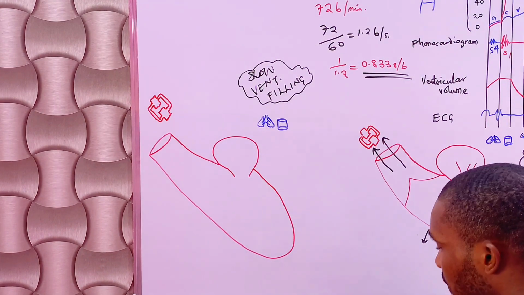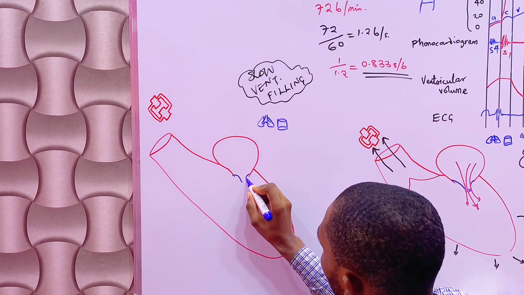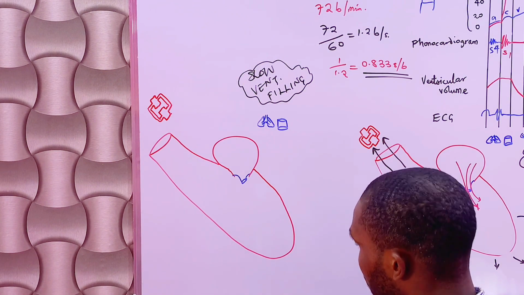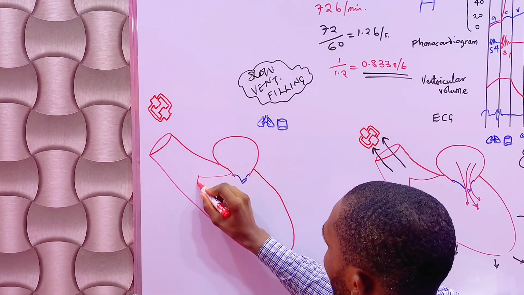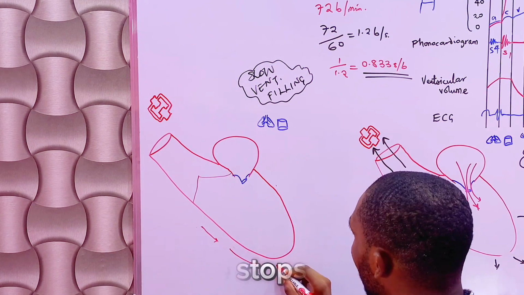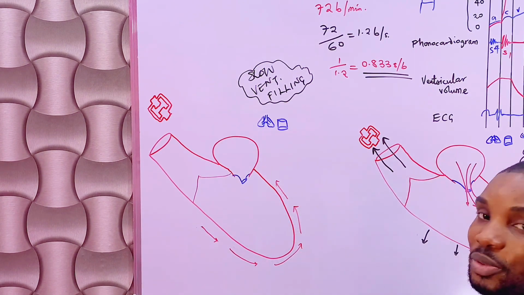Now, in this phase, remember that from the previous phase, our AV valve was open, and our semilunar valve was closed. So in this phase, what basically happens is that the ventricle stops relaxing. Remember in the previous phase, the ventricle was relaxing, right? Yeah, so the ventricle stops relaxing.